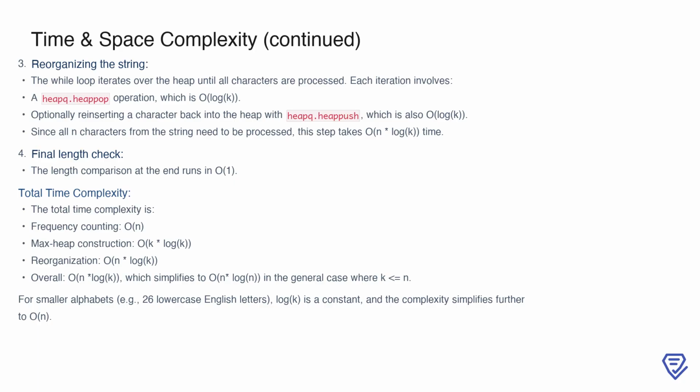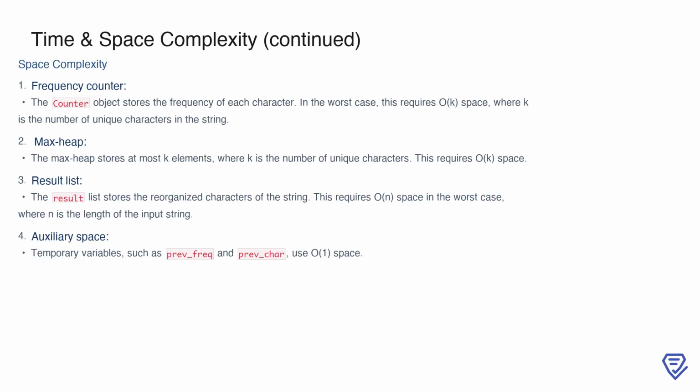For scenarios with a fixed alphabet size like lowercase letters, log k becomes a constant, reducing the complexity further to O(n). Turning to the space complexity, we start by considering the Counter object used to store character frequencies. This requires space proportional to the number of unique characters, k, so the space complexity is O(k). Next, the max heap stores up to k elements, each representing a character and its frequency, which also requires O(k) space. Additionally, the algorithm uses a result list to build the reorganized string. In the worst case, the list stores all n characters of the input string, contributing O(n) to the space complexity. Temporary variables such as prev_frequency and prev_char use constant space, O(1).